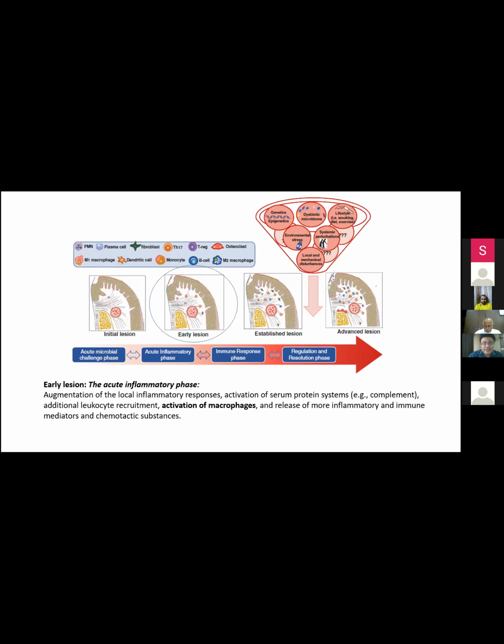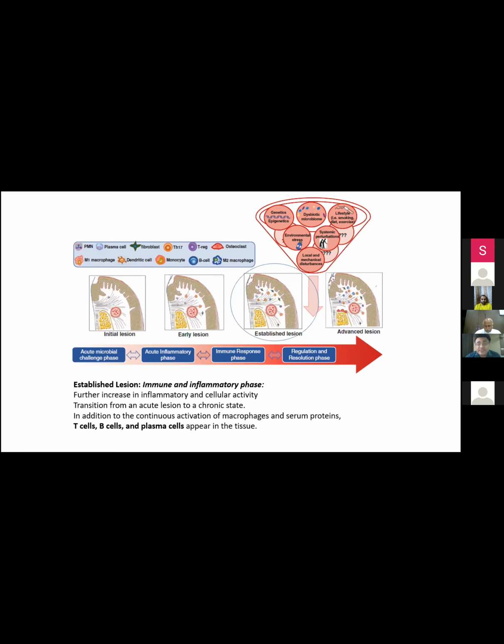Then third stage is the established lesion. This is our clinical gingivitis. So established lesion is gingivitis. And what are the cells here? Cells are immune cells. Established lesion or gingivitis is characterized by immune cells. What are immune cells? Lymphocytes. T lymphocytes and B lymphocytes.